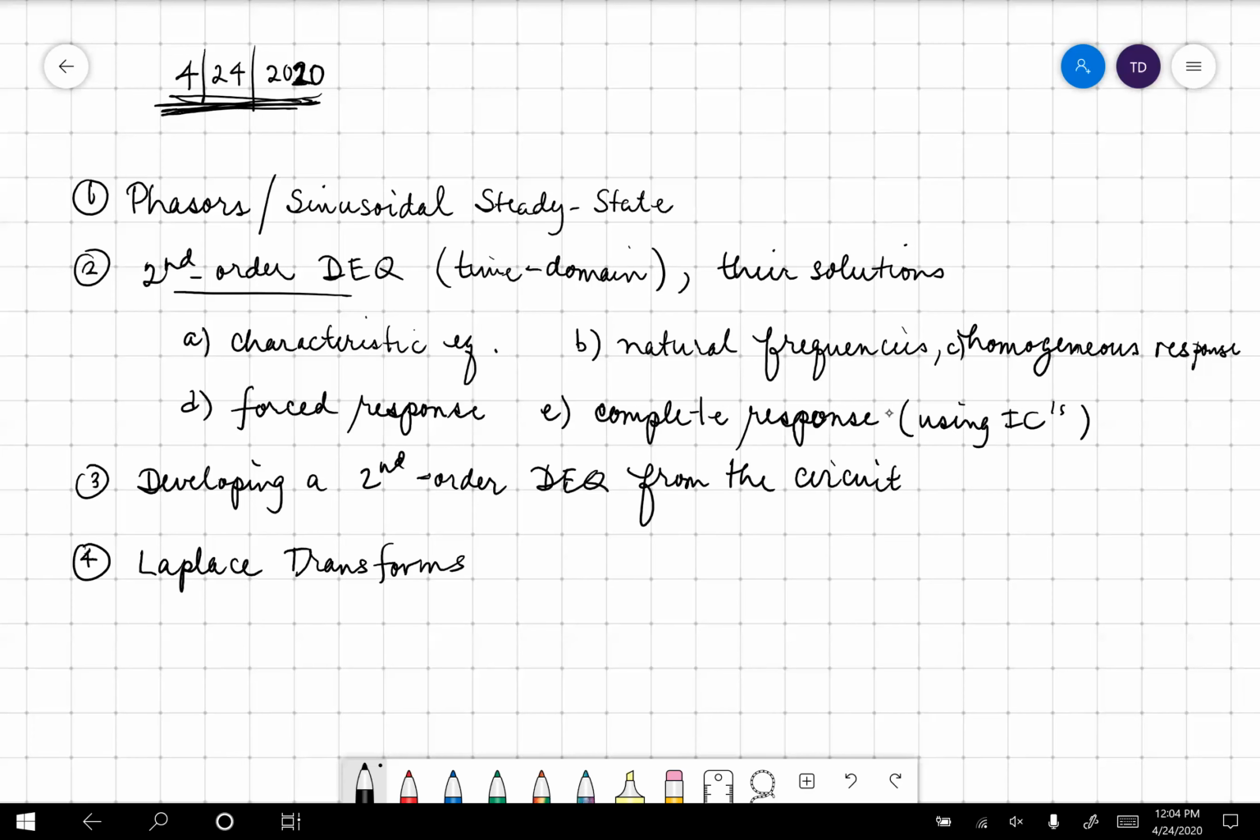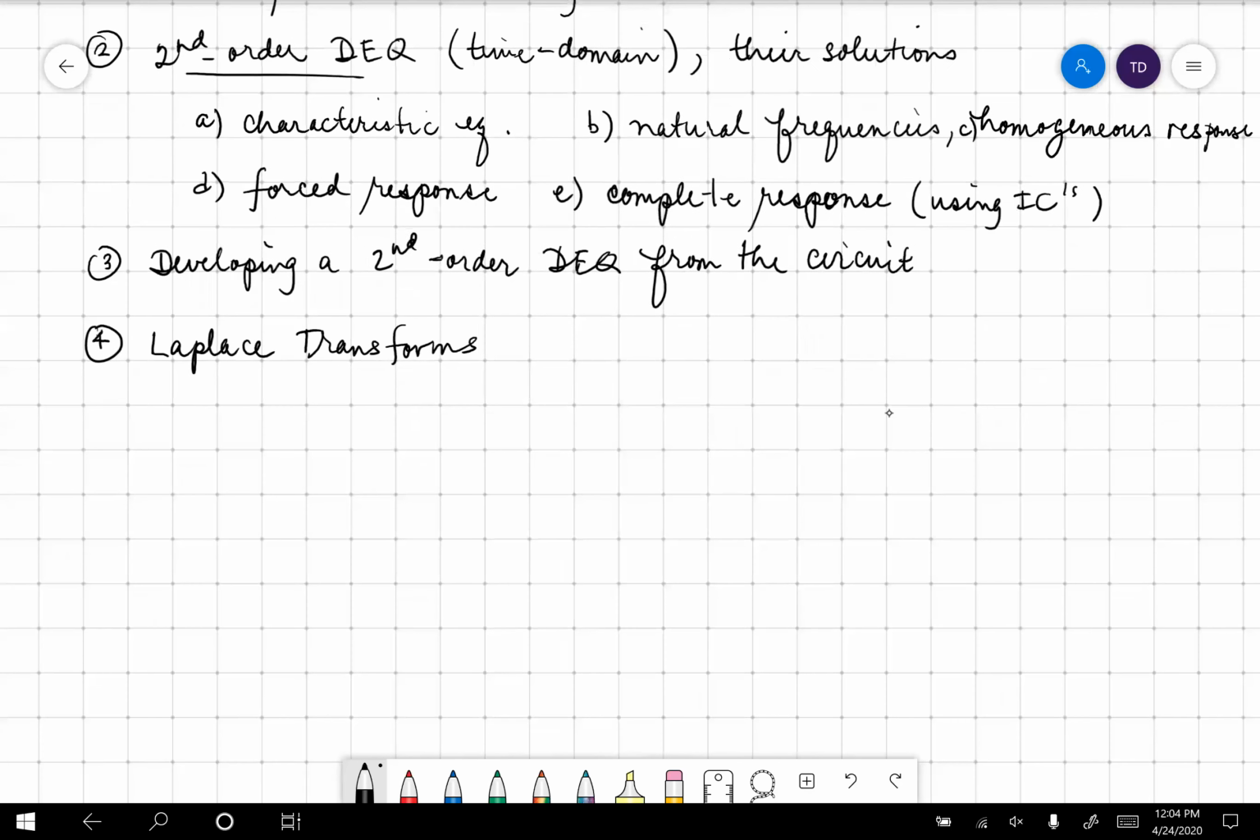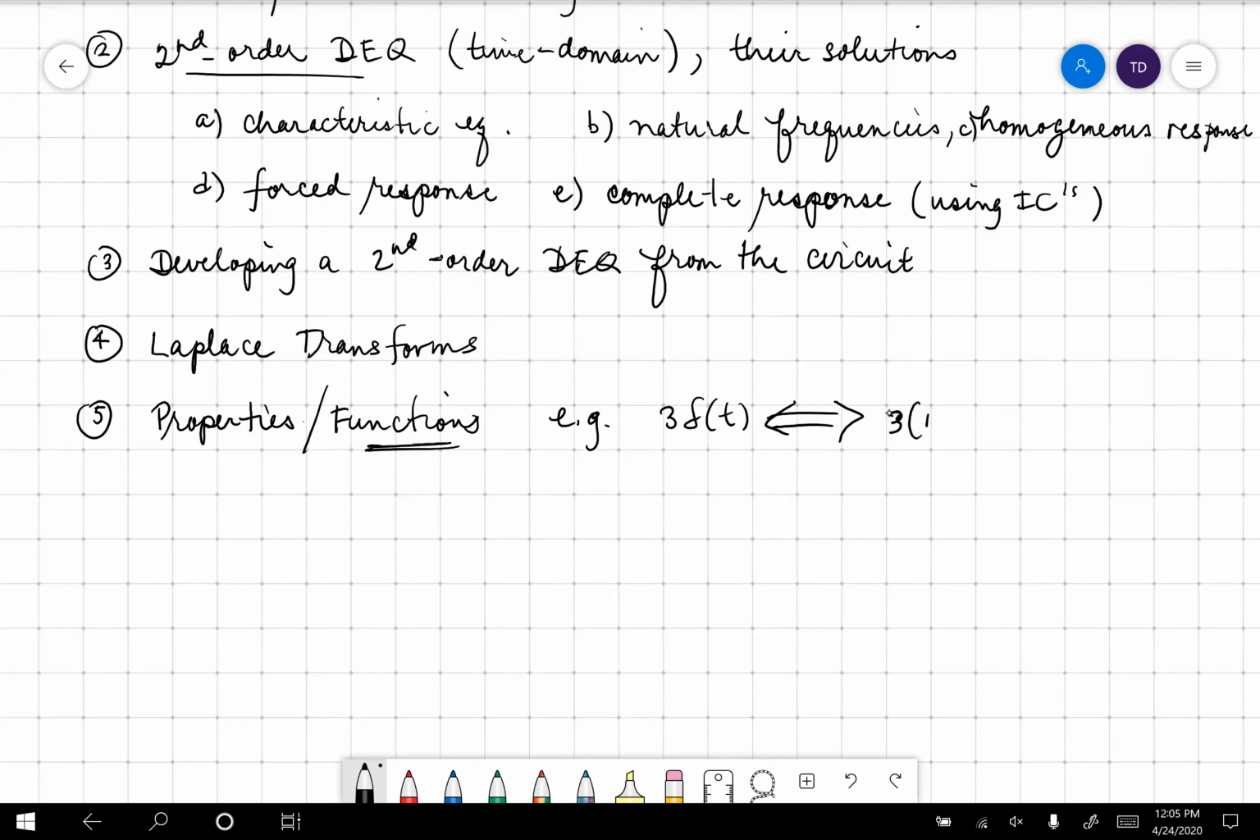With Laplace transforms, we have properties and functions. When I say functions, I'm implying, for example, 3 delta of t Laplace transforms into what function? We know the Laplace transform of delta of t is 1, so that just transforms into 3 times 1, which is equal to 3. So the functions, we should know certain functions. They're in our tables. We should be able to find those pretty quickly.